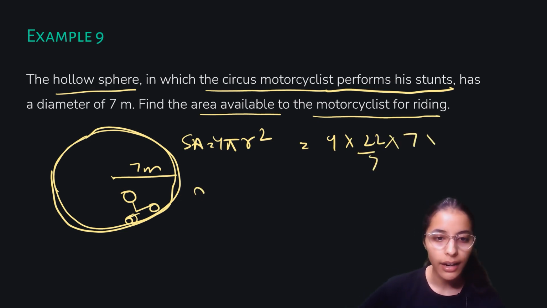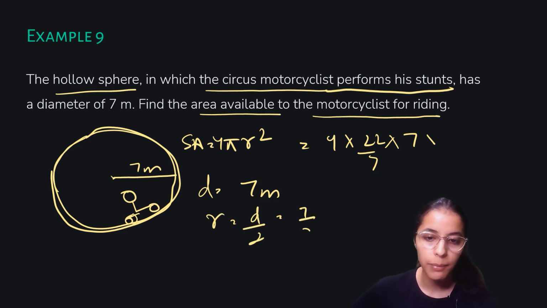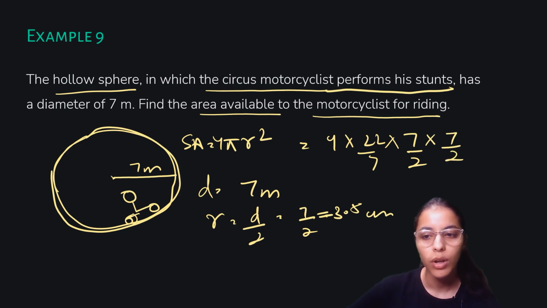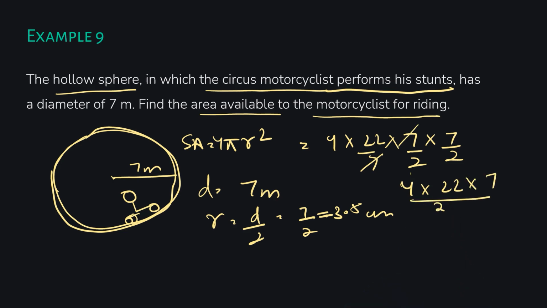It is not that r is 7, but the diameter is given. So the diameter is 7 meter, but we have to find r. So our r would be d by 2. So it is 7 by 2, which is 3.5 meter, right? So either we can write 7 by 2 or we can change it to 3.5. So I'll just write it like this, and when we cut it, we get 4 into 22 into 7 upon 2 into 2.